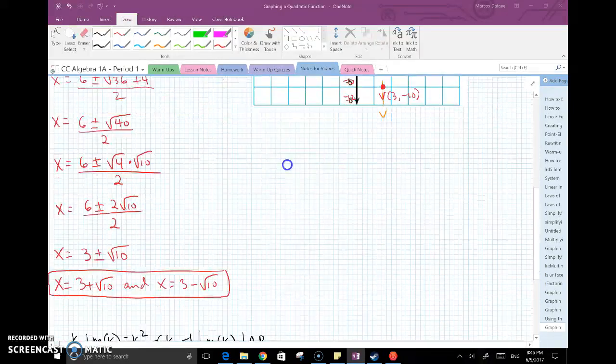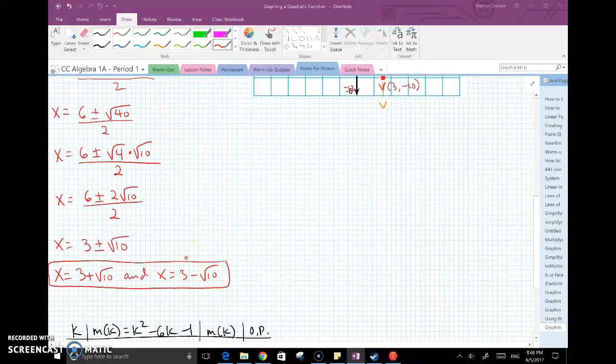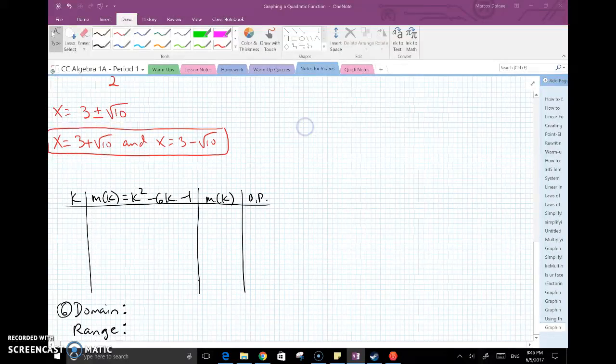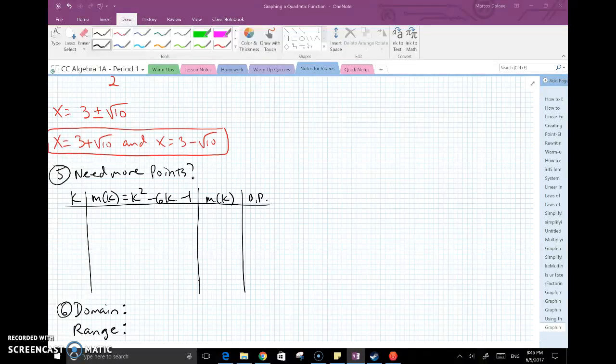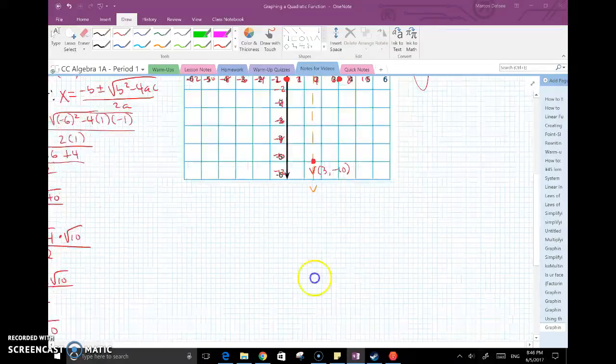And so if these radicals prevent me from putting a point exactly where I know it will be, then you move on to the next step, which is, do you need more points? And if the answer is yes, this is what I erased earlier. Need more points? And if the answer is yes, go to a table and get one or two more points if you can. Now, to figure out what input numbers to place in the table, you go to the graph that you have so far.